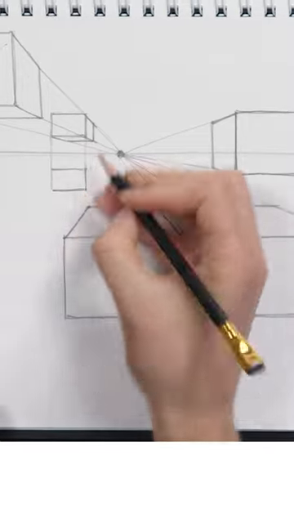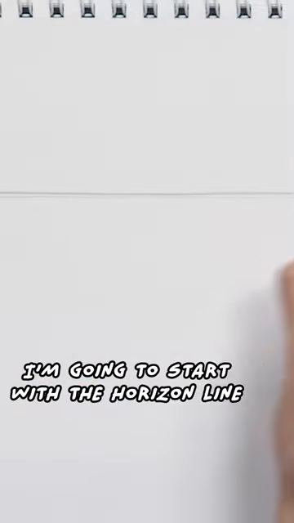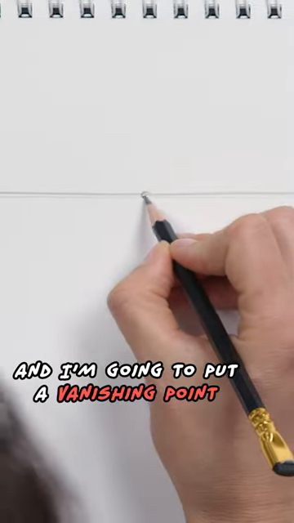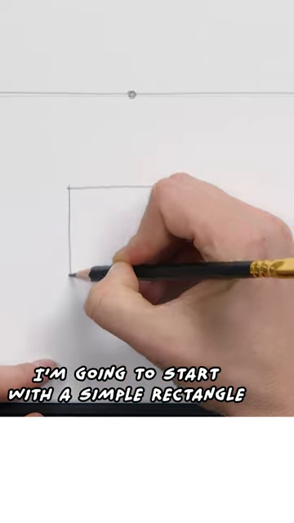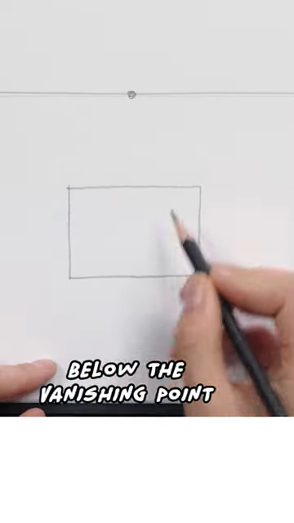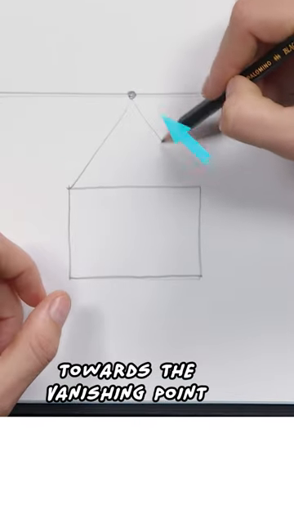Let's sketch a simple one-point perspective scene. I'm gonna start with the horizon line, and I'm gonna put a vanishing point right there. So I'm gonna start with a simple rectangle below the vanishing point. In order to make it three-dimensional, let's extrude that top plane towards the vanishing point.